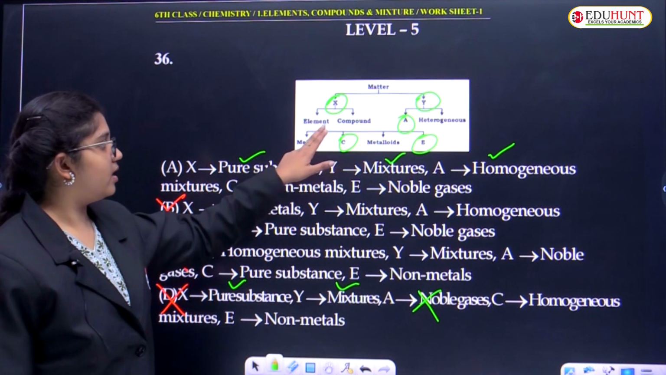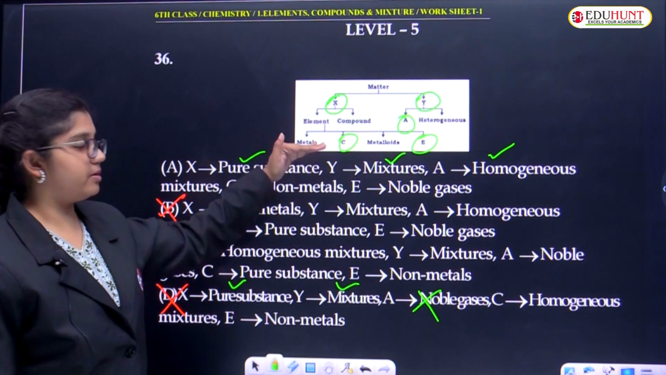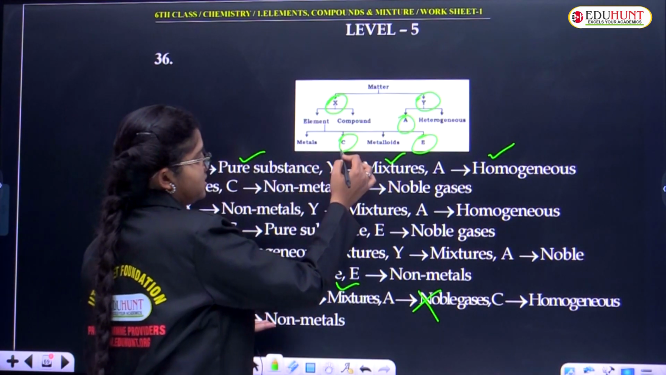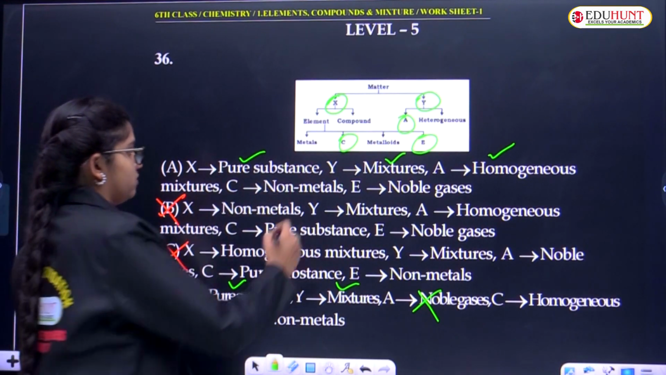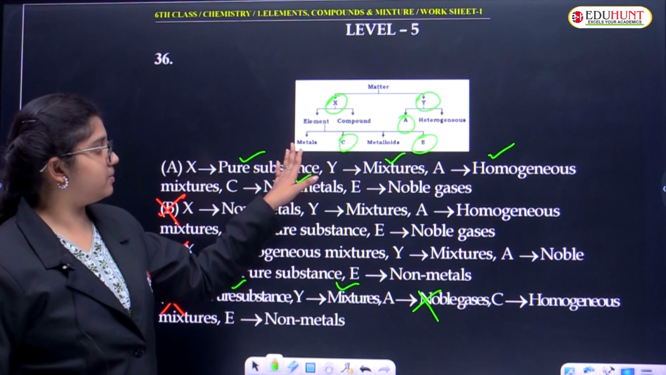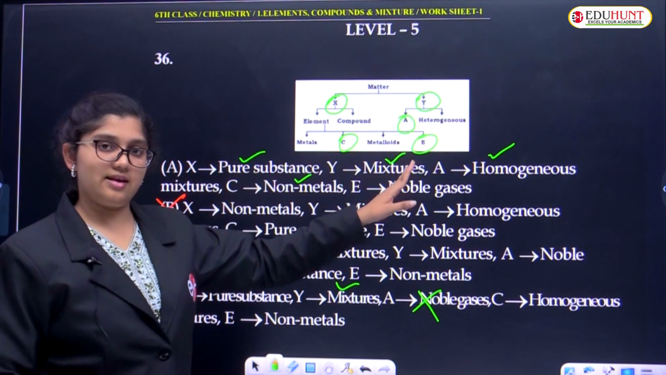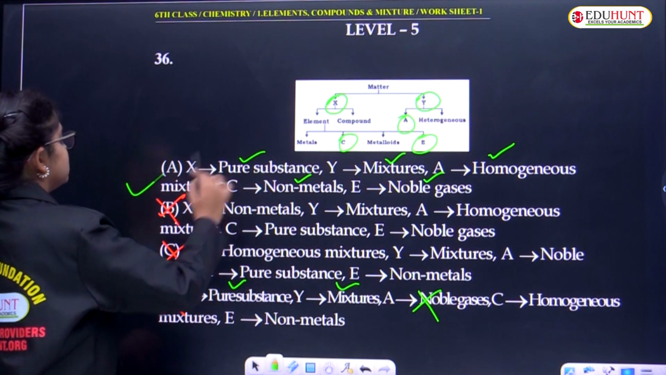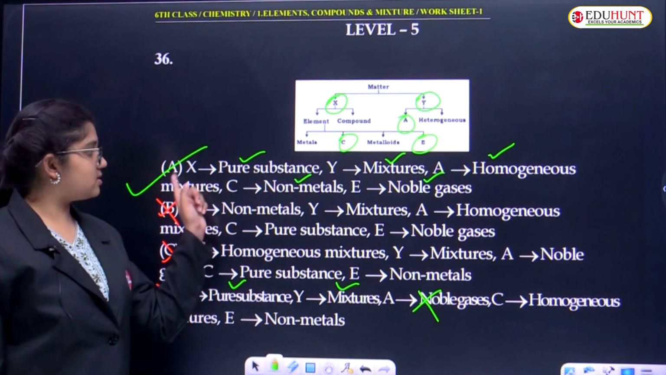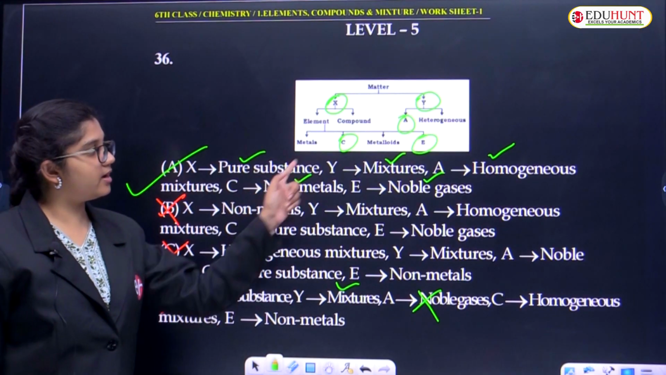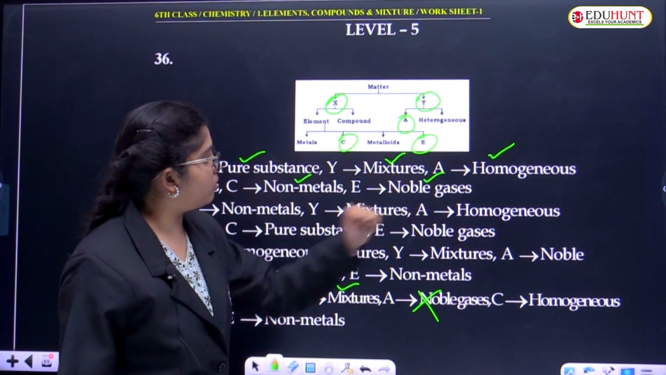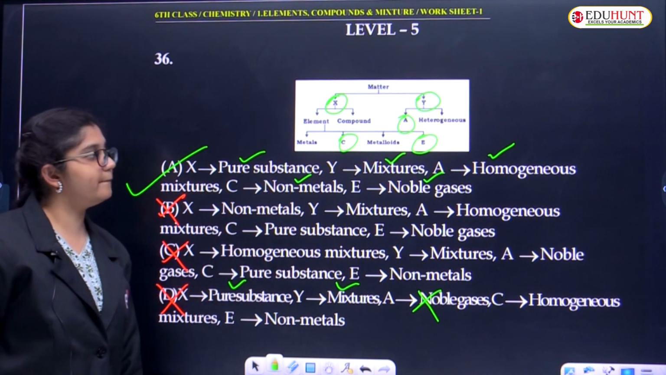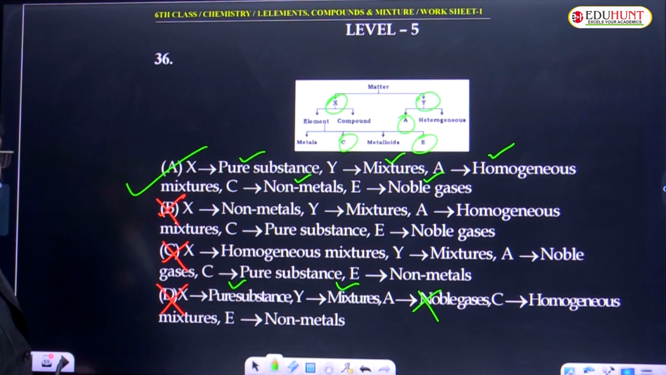What is C? Elements are classified. The types of elements are three, namely metals, non-metals. Metals are given. So C is non-metals. Very good. And E, after metals, non-metals, metals, what is E? Last one is noble gases. Very good. So the correct option is A, which is X is pure substance, Y is mixtures, A is homogeneous mixtures, C is non-metals and E is noble gas. Clear. Moving to next question.